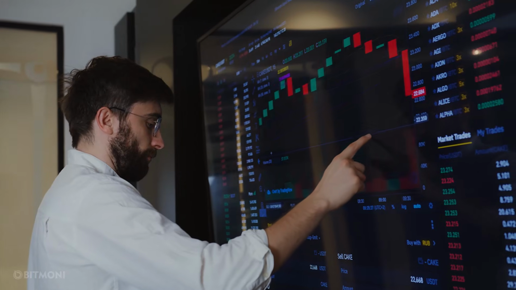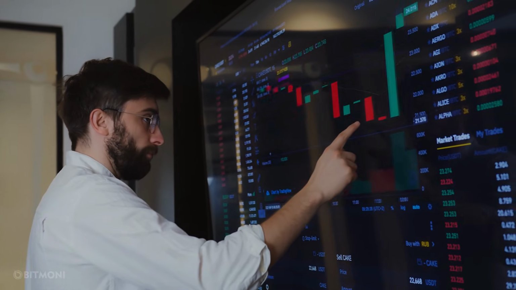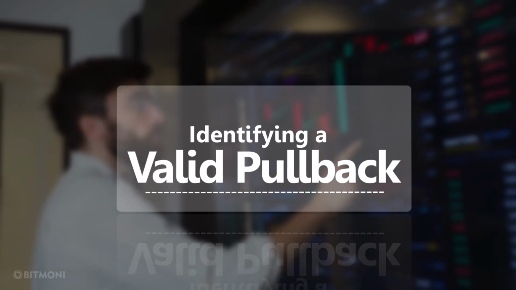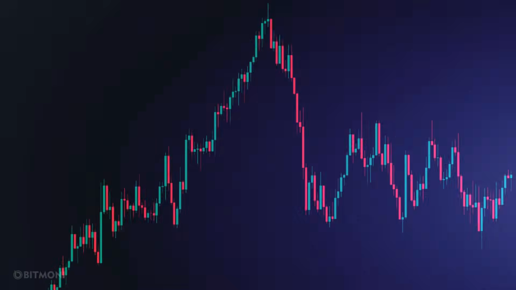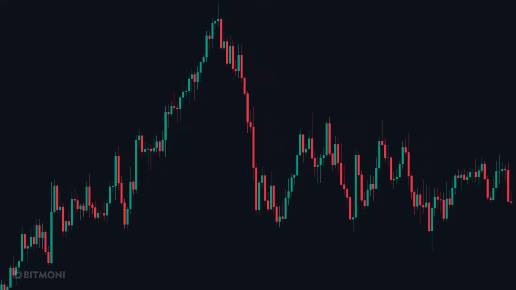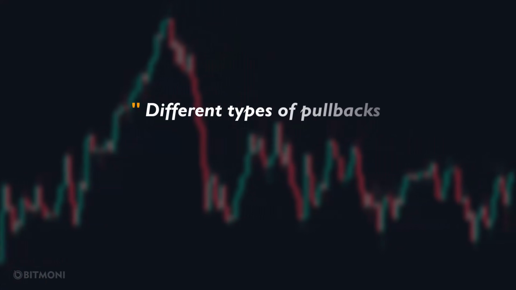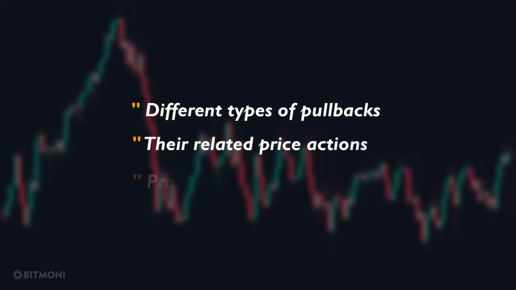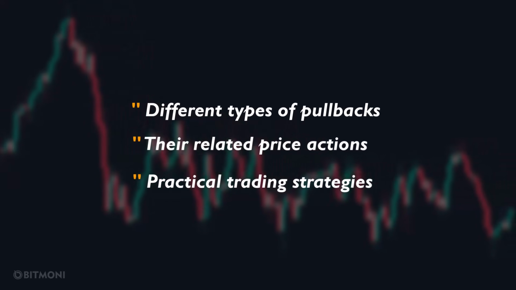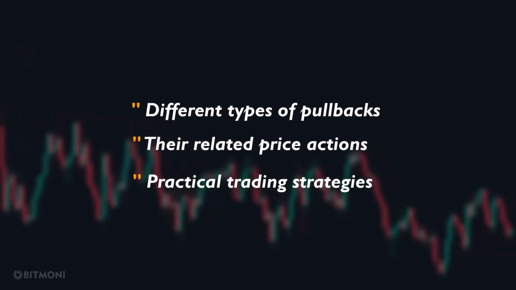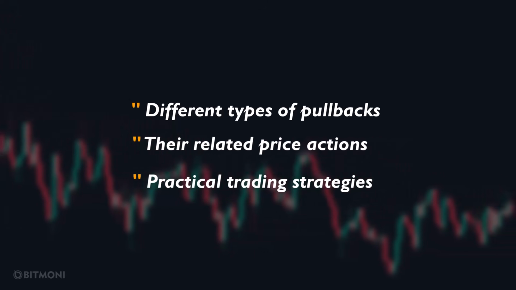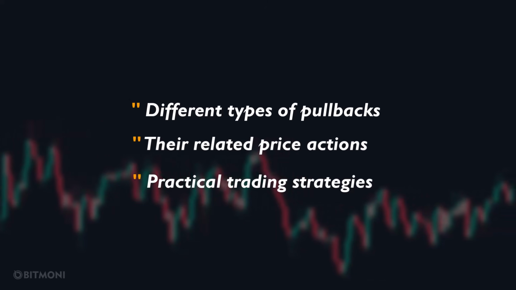One of the most difficult yet essential aspects of market structure analysis is identifying a valid pullback. Mastering this skill allows traders to pinpoint genuine order blocks and inducement zones, which helps in avoiding common market traps. In today's advanced session, we'll be exploring different types of pullbacks, their related price actions, and practical trading strategies. More importantly, we'll uncover the key criteria and rules that transform an ordinary pullback into a high-probability trading opportunity.